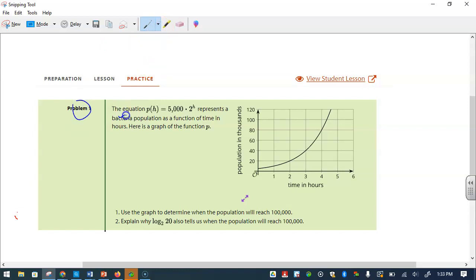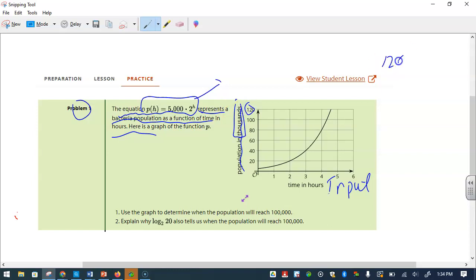Question number 1: the exponential function is given, or the equation represents bacteria population as a function of time. The input is the x-axis and the output is the population in thousands. So these numbers are in thousands. Even if this is 120, it's thousands, which means 120,000. That's what this number means.